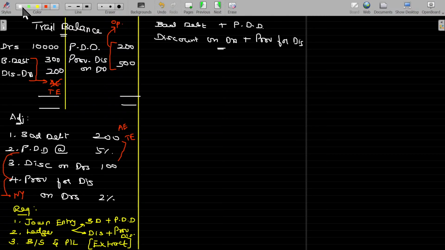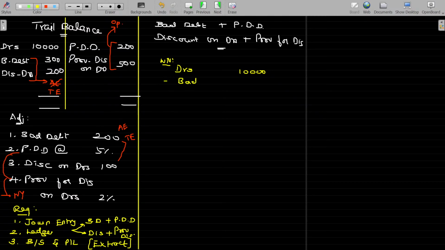Before I proceed with this, let me give the format here: how this will appear in the balance sheet, how this will appear in the P&L account. Let me start with a small working note here. The working note starts this way: debtors, the value being 10,000. Whatever is there in the adjustments should now be subtracted from there.